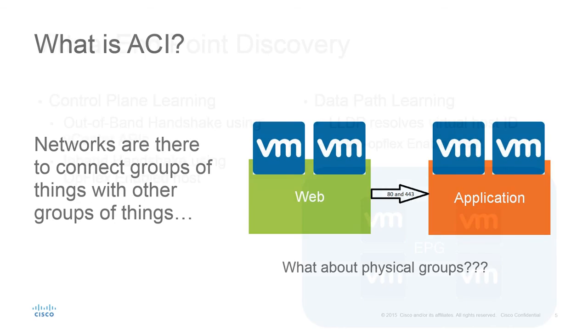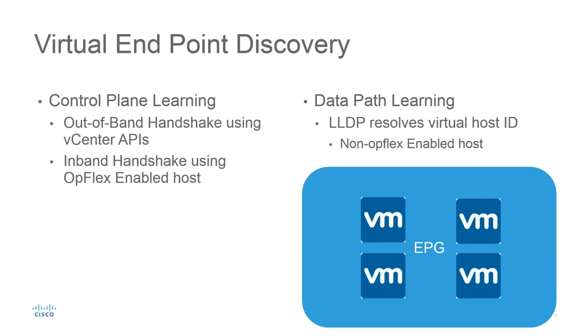There are two ways we can do virtual endpoint discovery, or basically VM discovery within ACI. So we can do control plane learning, either through an out-of-band or an in-band handshake. The out-of-band handshake uses the open vCenter APIs or vSphere APIs. The in-band handshake uses something we call OpFlex. OpFlex is an open protocol, so it's not just Cisco proprietary.